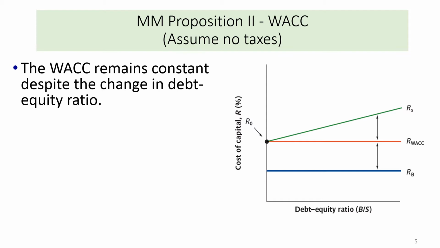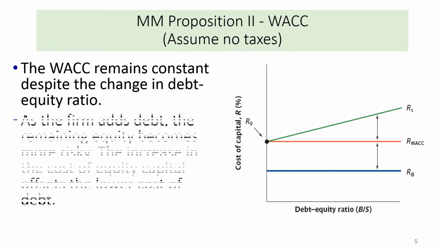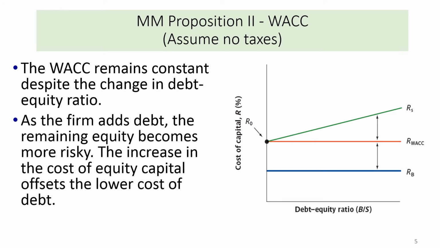Even though the cost of debt appears to be lower than equity, Modigliani and Miller argued that the firm's overall weighted average cost of capital cannot be reduced when debt is substituted for equity. Why? The reason for this is, as the firm adds debt, the remaining equity becomes more risky. The increase in the cost of equity capital offsets the lower cost of debt.